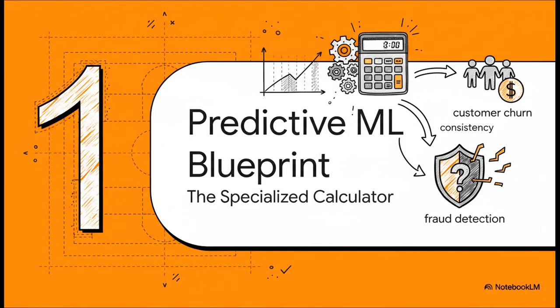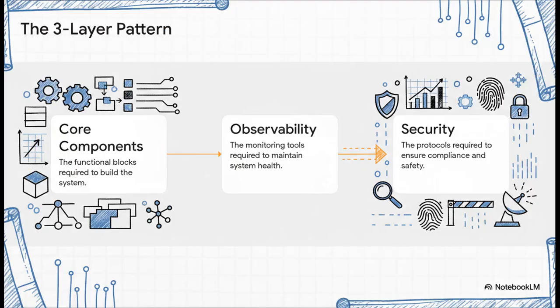Okay, first up, the blueprint for traditional machine learning. The best way to think about these models is as highly specialized calculators. They do one specific job, right? Like predicting which customers might leave or spotting a fraudulent transaction. And the most important thing is that they have to do that job with absolute stability and consistency every single time. Now, for every single blueprint we cover, we're going to use the same 3-layer pattern.